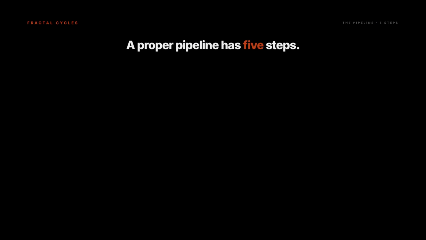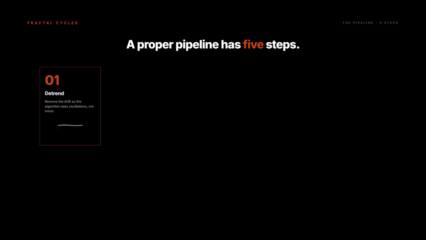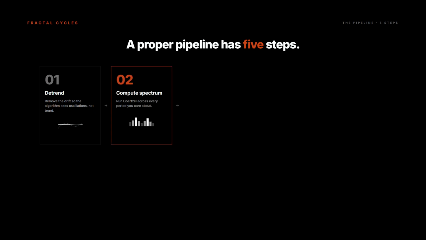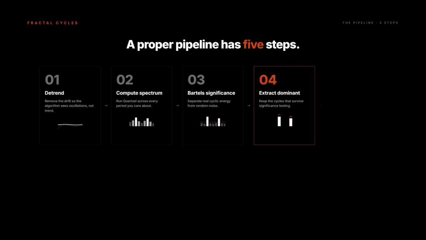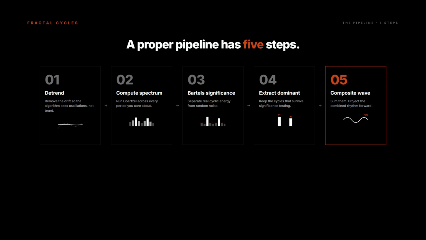A proper spectral analysis pipeline has 5 steps. Step 1 is detrending, which removes the overall drift so the algorithm is detecting oscillations rather than trend. Step 2 is computing the spectrum itself across the periods you care about. Step 3 is the Bartels significance test, which separates real cyclic energy from random noise. Step 4 is selecting the cycles that actually survive that test. Step 5 is summing them into a composite wave that projects the combined rhythm forward.